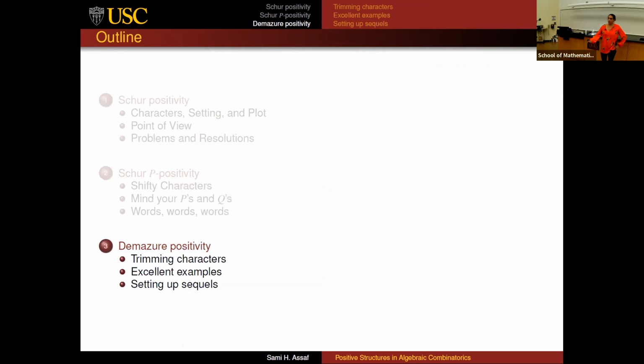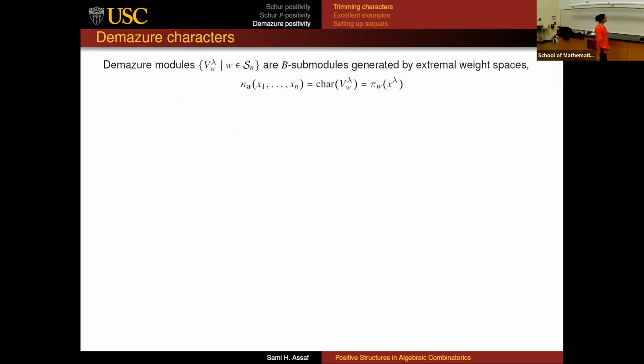I'm going to trim it. Sometimes you have to kill your darlings and cut your story a little shorter by cutting characters. So that's what we're going to do. So what's a Demazure module? Well, I'm not quite going to tell you, but basically what you do is you take an extremal weight space. So that is a weight space where the weight is a permutation of the highest weight. It's going to be one dimensional. The Weyl group acts on it.